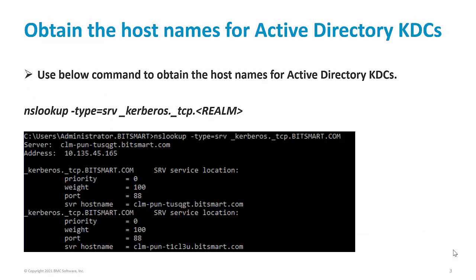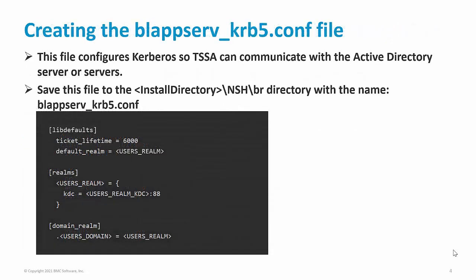The first thing that we need to do is obtain the host names of Active Directory KDCs, that is, the key distribution center. We'll use this command to get the host names of KDC. After collecting the KDC information, we need to create a blappserve_krb5.conf file, which is used by TSSA to communicate with the Active Directory server.